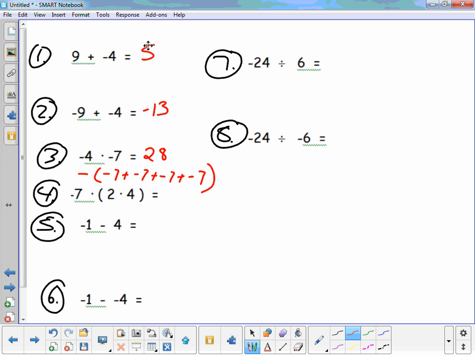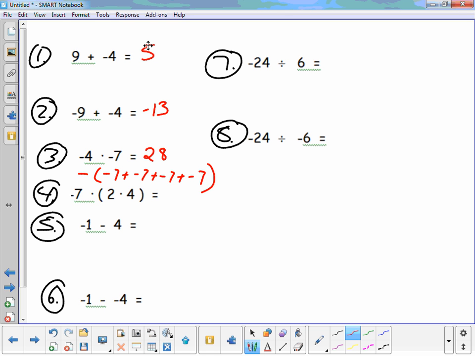Now the easy way that we remember this: when we multiply and the signs are the same, the answer is always positive. A positive times a positive is a positive. A negative times a negative is a positive, and that should explain why it is a positive.